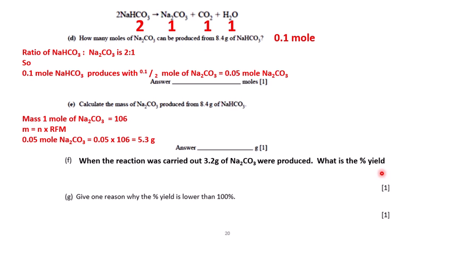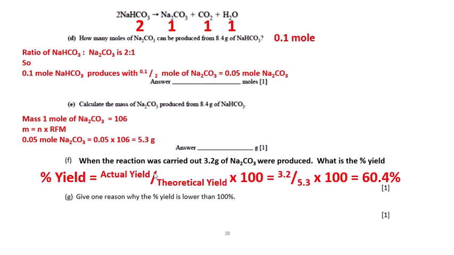Now, do you remember a couple of lessons ago we looked at percentage yield? And what we found is that the percentage yield was the actual yield. So they've told you here 3.2, that's the actual yield. You've worked out from this one that you should have got 5.3 grams. So we've got 3.2, we should have got 5.3. So to work out the percentage, 3.2 divided by 5.3, multiplied by 100. And if you put that into your calculator, 60.4%. And then the final part says, give one reason why the percentage yield is lower than 100%.